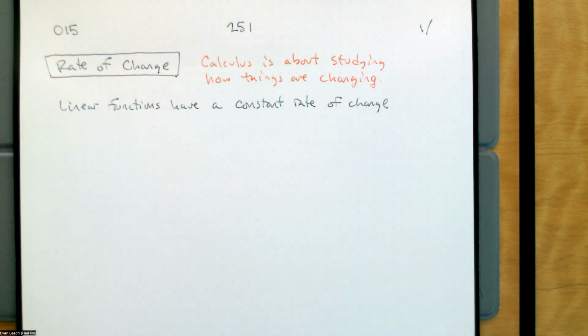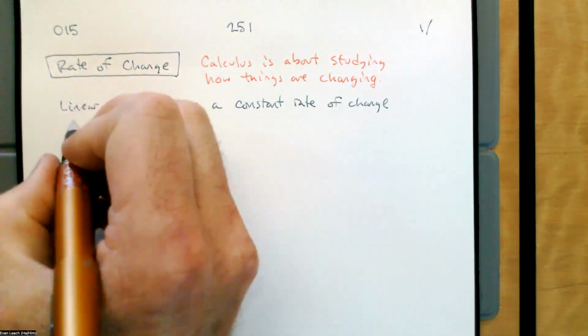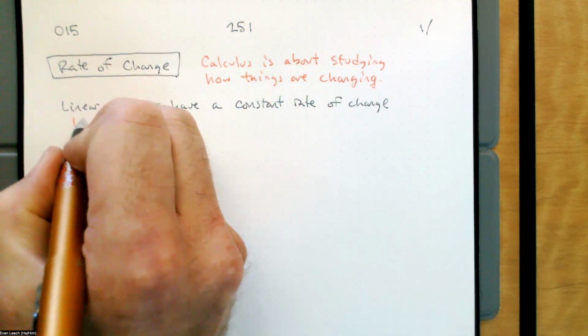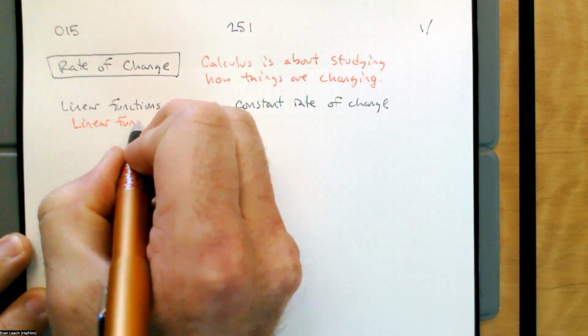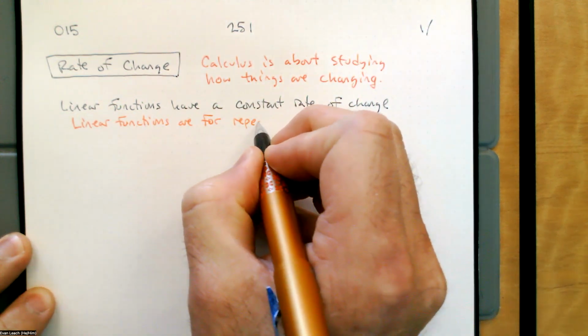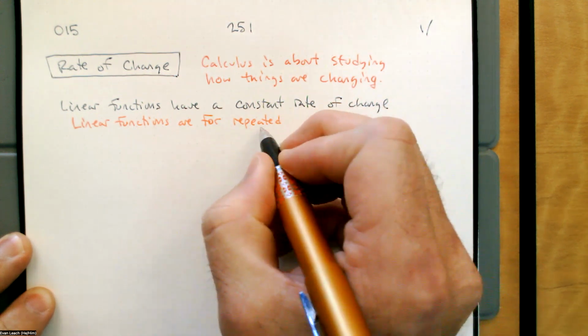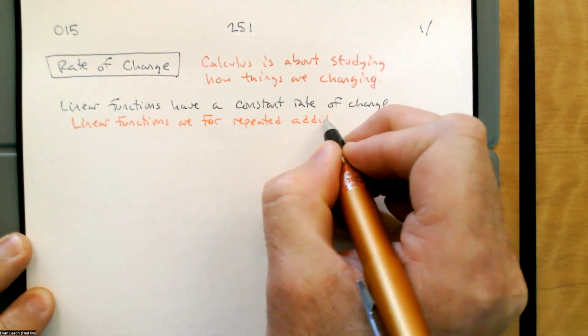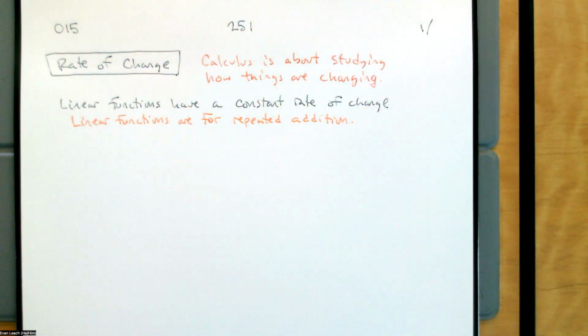The operation that's going on behind a linear function is addition. Linear functions are just repeated addition. That's what makes this a constant rate of change. Linear functions are the model that we create when we see repeated addition. Add the same thing over and over again.